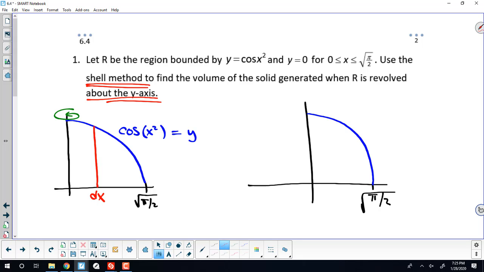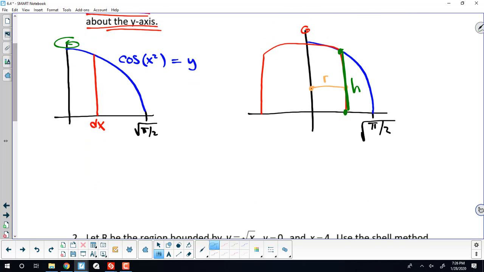Just draw this out again. Here's this. So we're revolving around this axis here. That means this thing is going to get revolved over here and look like this. Right? There's that cylinder. Here's the radius, the distance from here to here, and here's the height. So cylindrical shells area is 2 pi r times h.